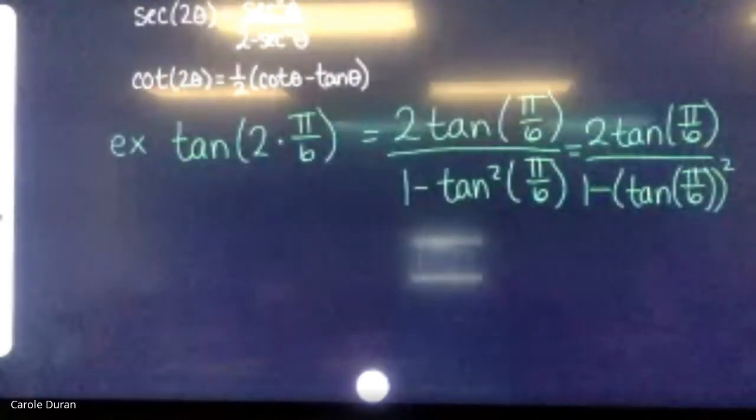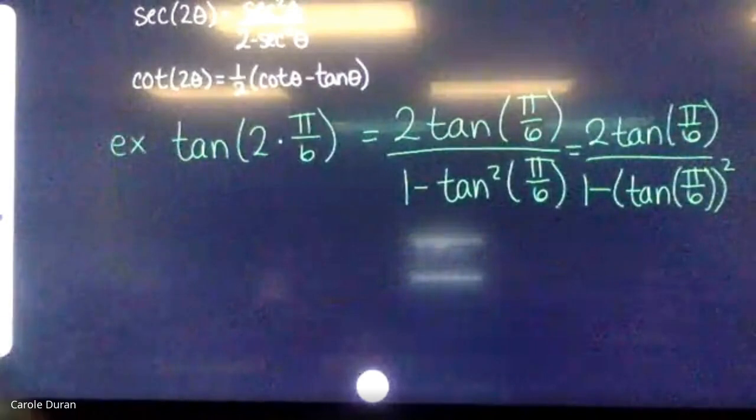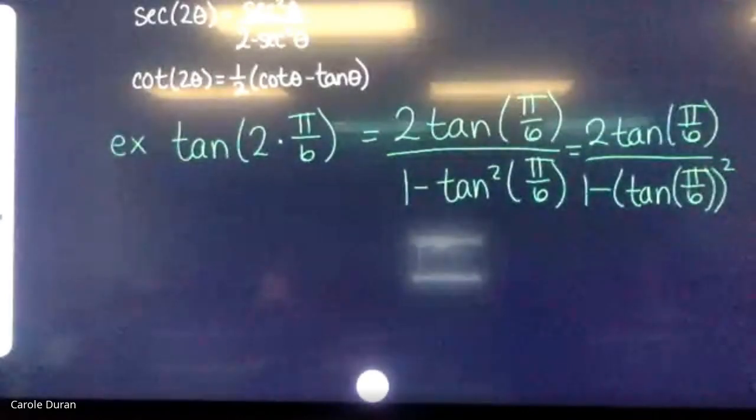So do the pi over 6s cancel out? No, you can't just, because it's not being multiplied into the 1. So what we're going to do now is use our unit circle to actually simplify these values a little bit more.